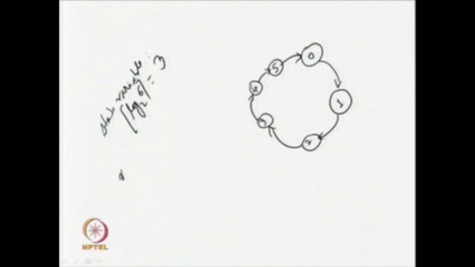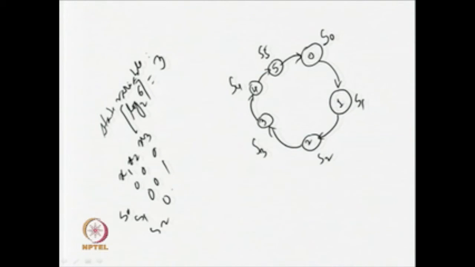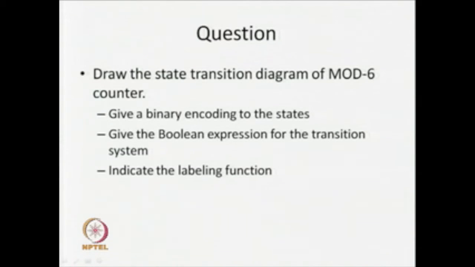So, I can say that x 1, x 2, x 3 are the 3 variables, and let us say, if this is my states S 0, S 1, S 2, S 3, S 4, S 5, then I can say that S 0 state encoding will be 0 0 0, S 1 will be 0 0 1, S 2 will be 0 1 0, like that. These are the state encoding. Now, what I am saying is that first you have to give the binary encoding of the states. This is the binary encoding. Then give the Boolean expression for the state transition system.